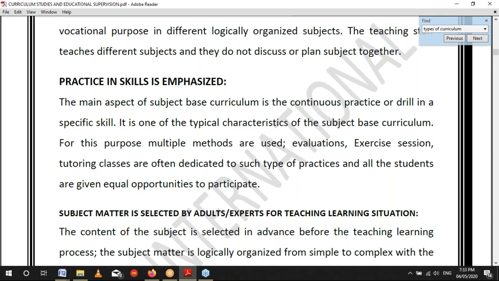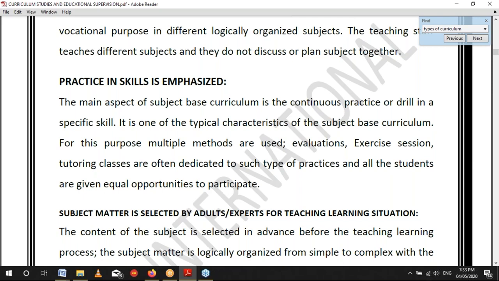One, there must be trained teachers. Before you can say my school wants to embark on subject curriculum, there must be trained teachers: a trained teacher for mathematics, for biology, for chemistry, physics, literature. There must be trained teachers.